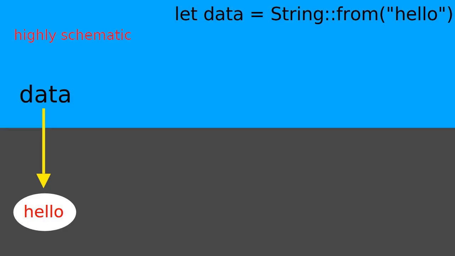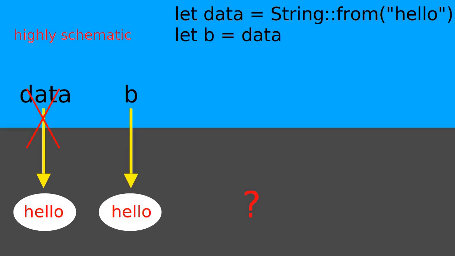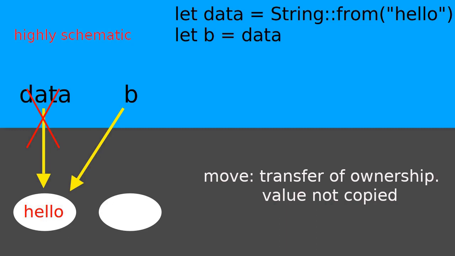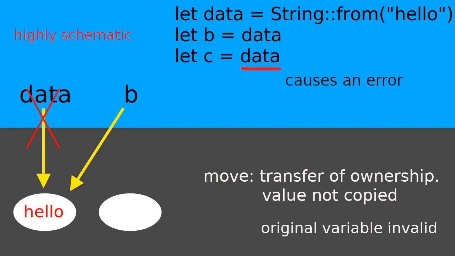This binds the variable data to the string value. Please note the picture is highly schematic. The diagram shows the string value is copied and bound to the variable B. However, this did not happen. Instead, the variable B takes ownership of the string value previously bound to data. Each value can only have one owner, so when the ownership is transferred, the variable data becomes invalid. This transfer is often called a move, and using invalid variables can cause errors.